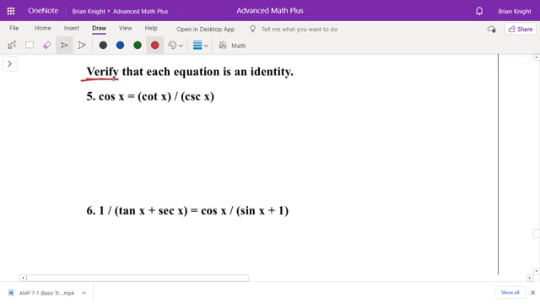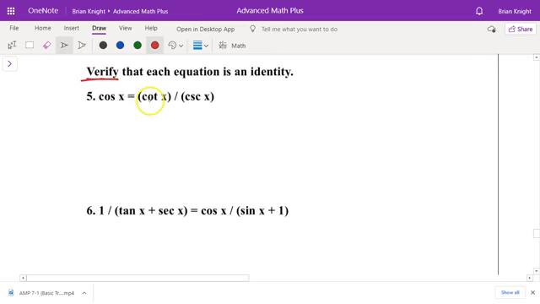It said to work the more complicated side first. I want you to understand, they're not going to give you one that's not true, but you can't assume it's true. If this said plus 1, it would be wrong for me to subtract 1 from both sides because now I'm assuming they're equal. I can't assume they're equal. I'm trying to prove that they're equal. So as long as you remember, I can only work one side at a time, independently from the other side.